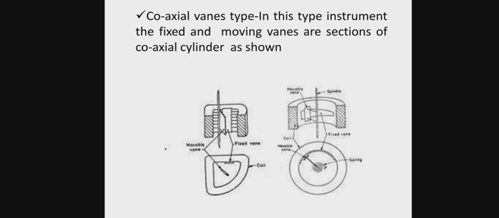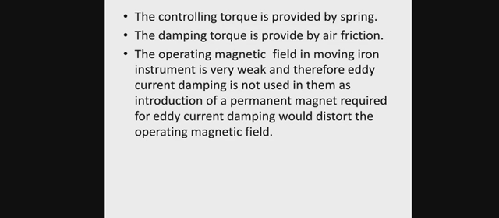Air friction damping is used to reduce the oscillation, and the spring control method is used to control the movement of the pointer. Then the controlling torque is provided by the spring. The damping torque is provided by the air friction damping.